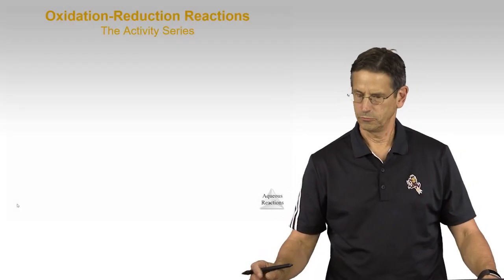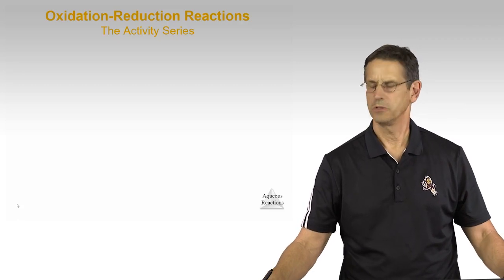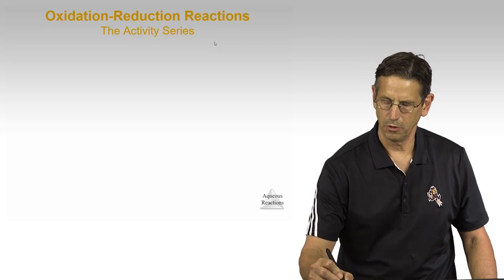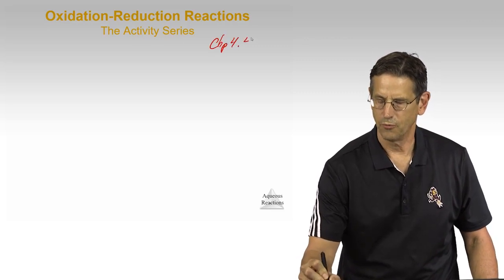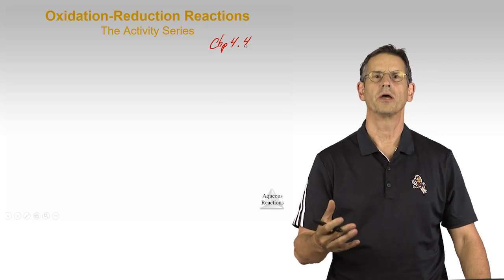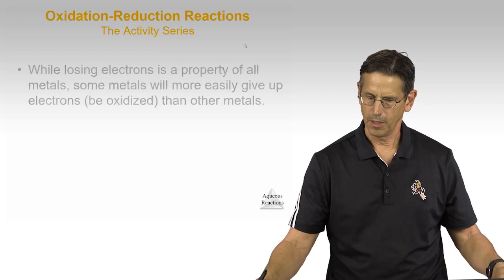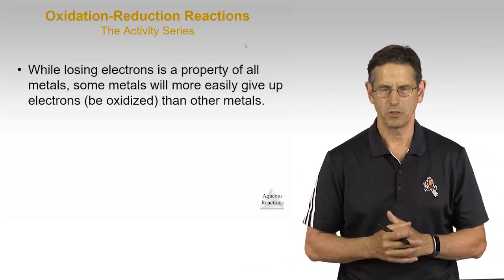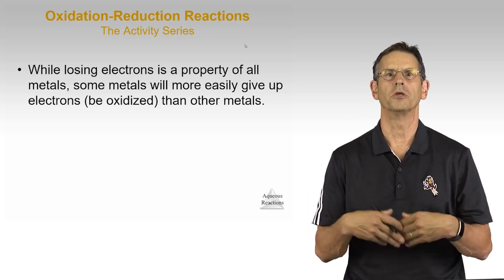All right, we're going to pick up with this section called the activity series. Now, for those following along in your book, this is still chapter 4, section 4, which is oxidation-reduction reactions. So we're still on oxidation-reduction reactions. Keep that in mind. We concluded our last session by talking about the propensity of metals to give up electrons.